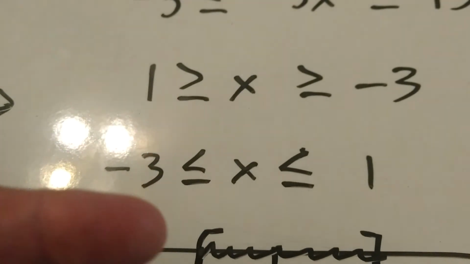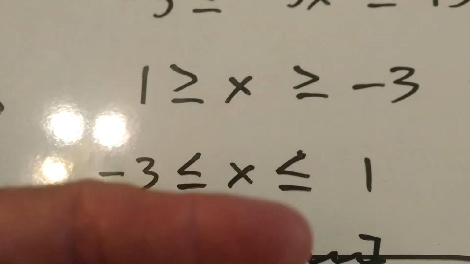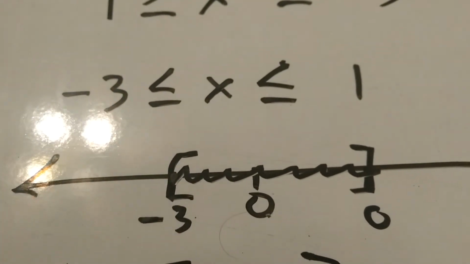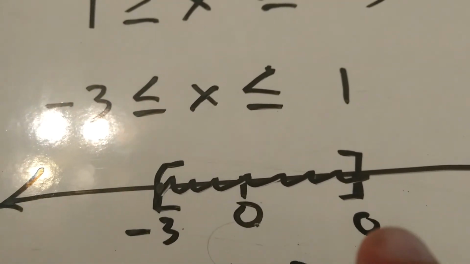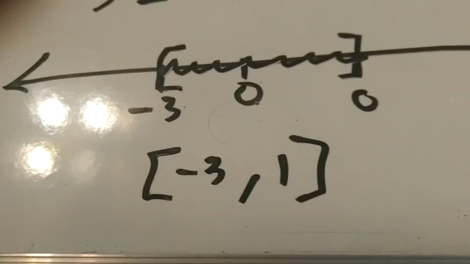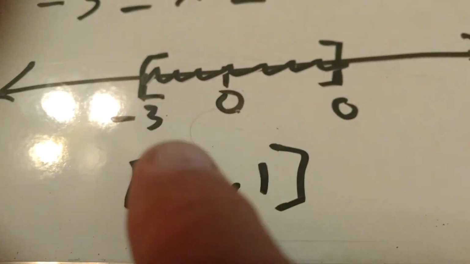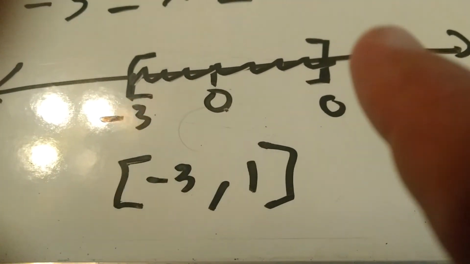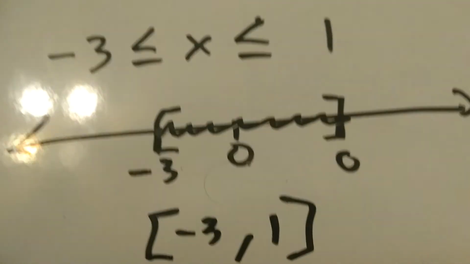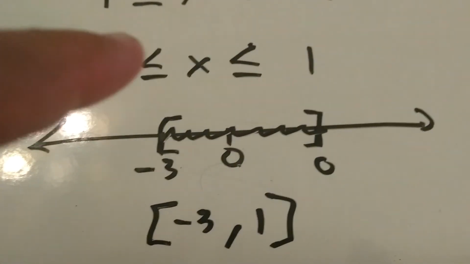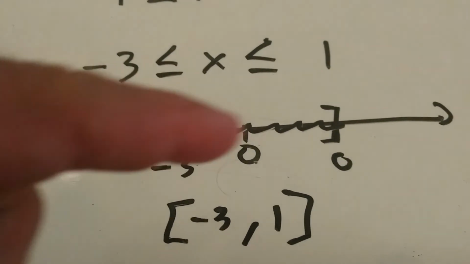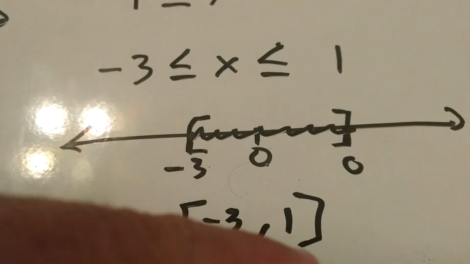So here's our algebraic notation: negative 3 is less than or equal to x, which is less than or equal to 1. If I do my graphical notation, there's my negative 3, there's my 1, bracket, bracket, everything in between. If I do my interval notation, all I'm doing is really copying what the graph has. I have a bracket, negative 3, comma, 1, bracket. There's my interval notation. So you must know the relationship of the algebraic notation, the graphical notation, and the interval notation.